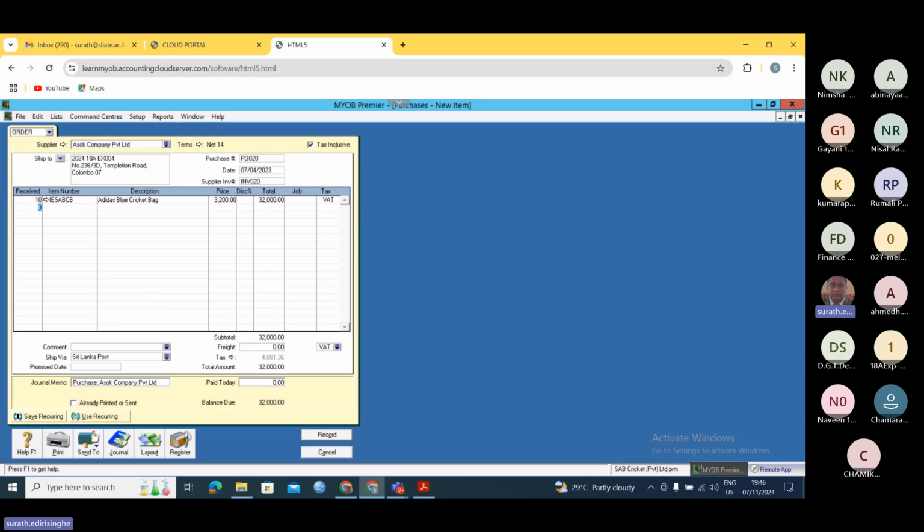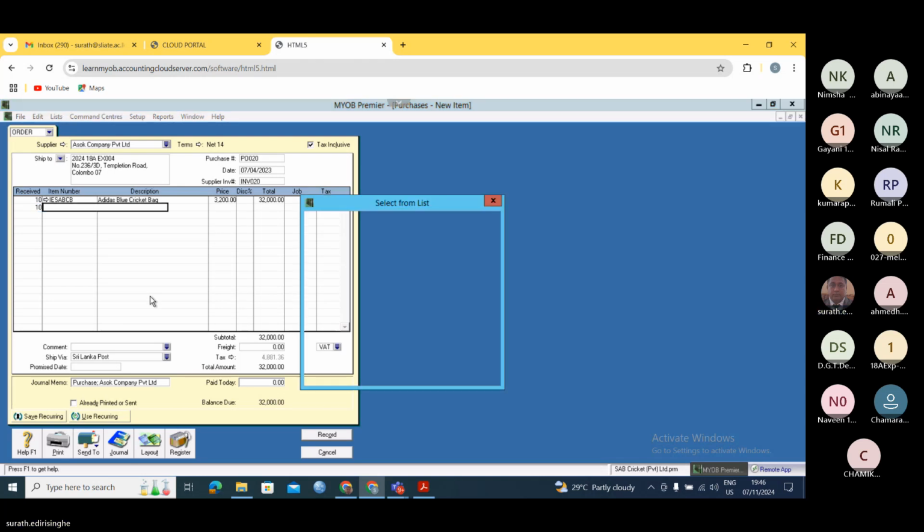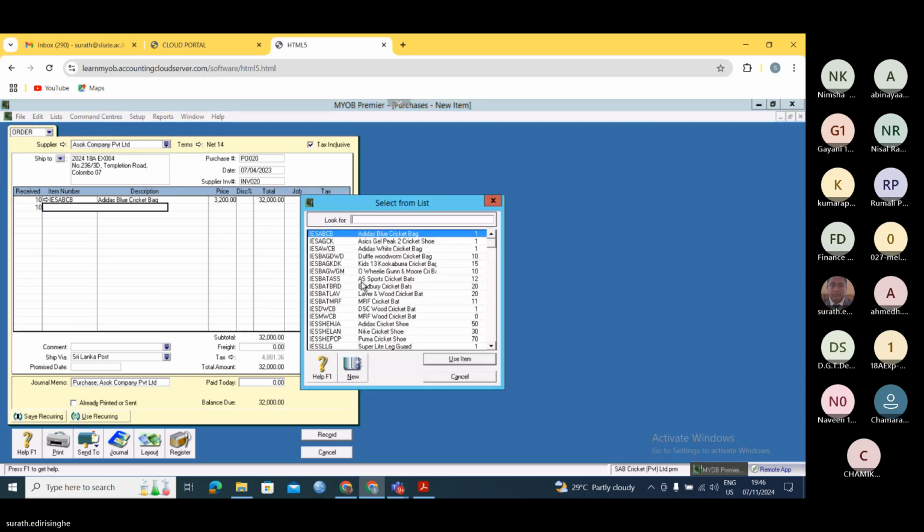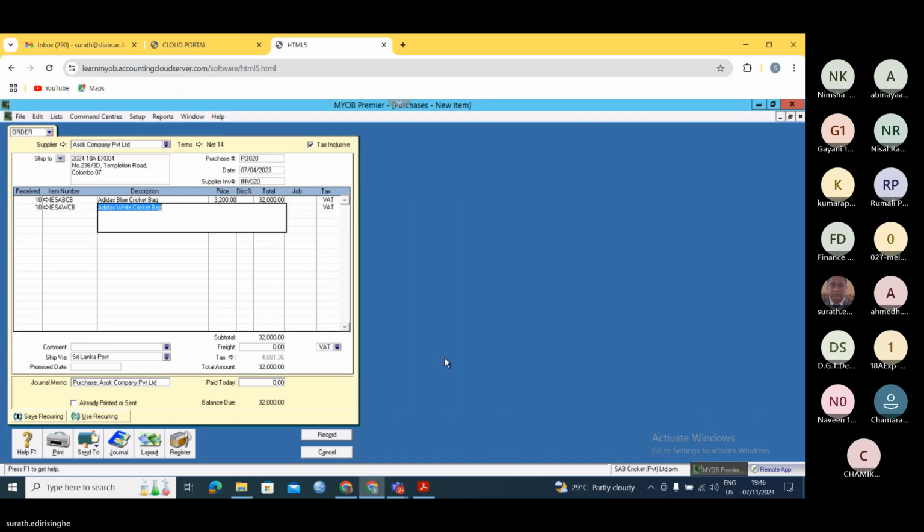Take another 10 items. Okay, Adidas white cricket bag. The first one was the blue cricket bag. White cricket bag. Use item. Maybe 3,500. You have to apply the correct unit price from your tutorial.